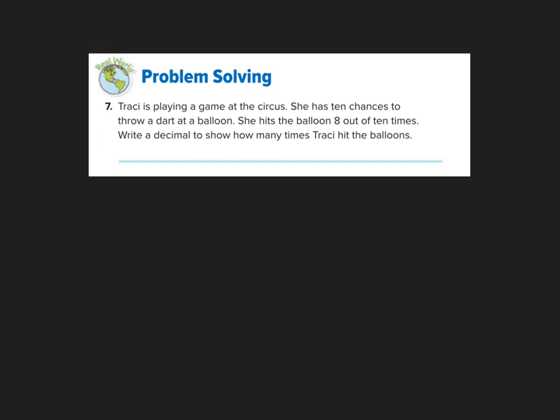Tracy is playing a game at the circus. She has 10 chances to throw a dart at a balloon. She hits the balloon 8 out of 10 times. Write a decimal to show how many times Tracy hit the balloons. 8 out of 10. So I know that's 8 tenths. So I would write it as 0 and 8 tenths. I could also write it as a fraction, 8 tenths. Okay, so let's go to the next problem.